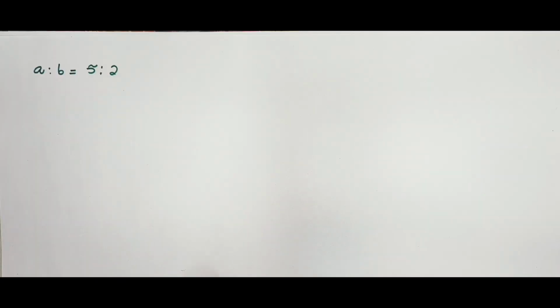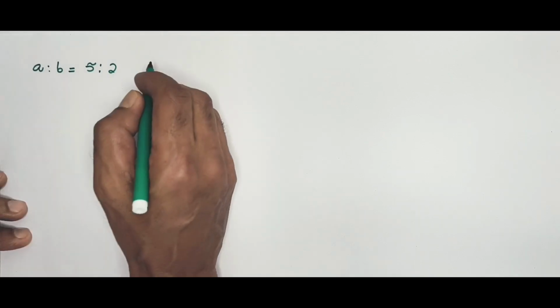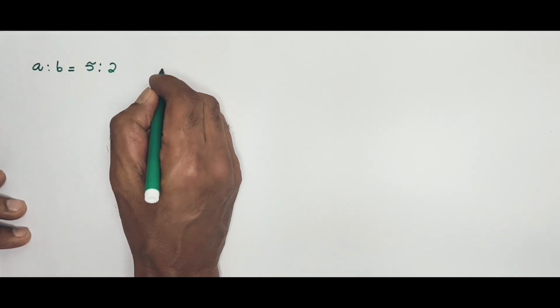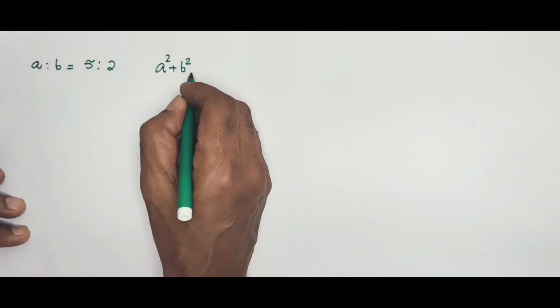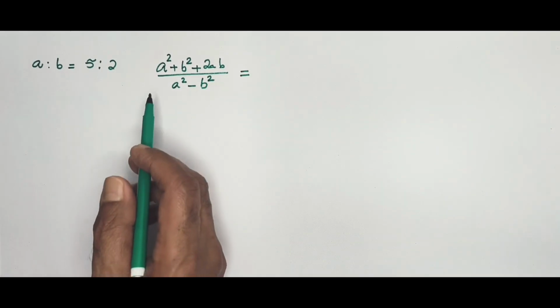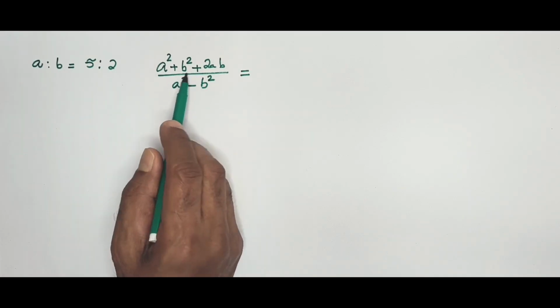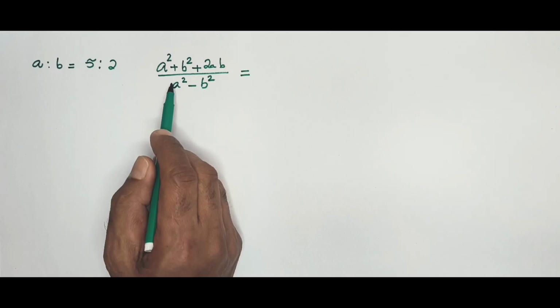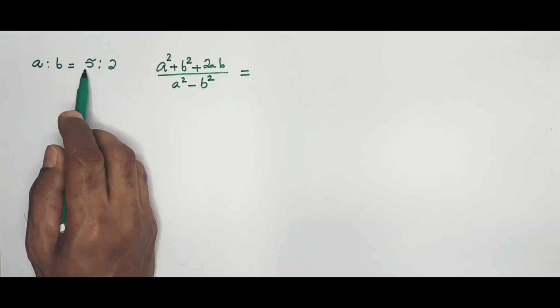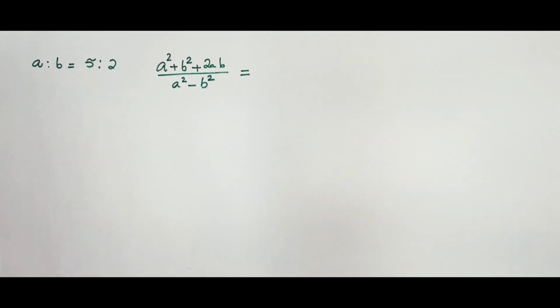Now let's look at another problem. A is to b equals 5 is to 2. Find the value of this algebraic expression: a squared plus b squared plus 2ab divided by a squared minus b squared. If you look at this problem, both the numerator and the denominator are second degree polynomials. In such cases, you may take a as just 5 and b as 2 and then substitute and simplify. You will get the value.